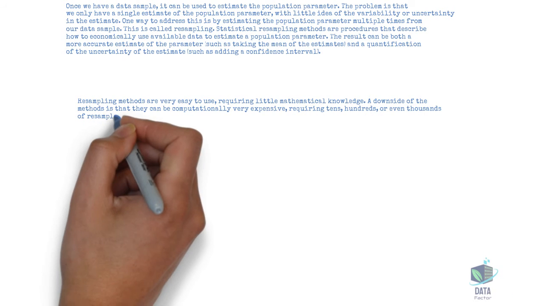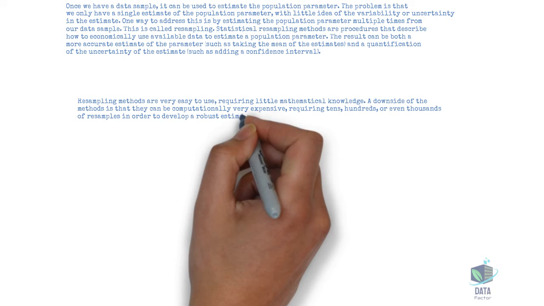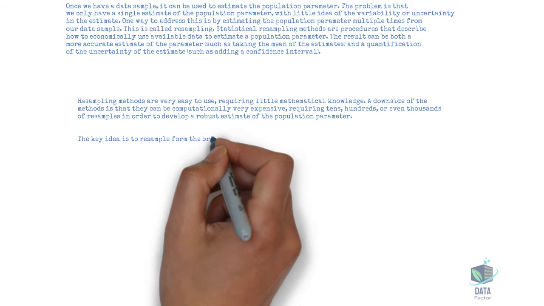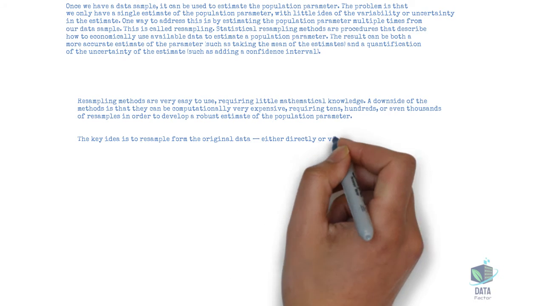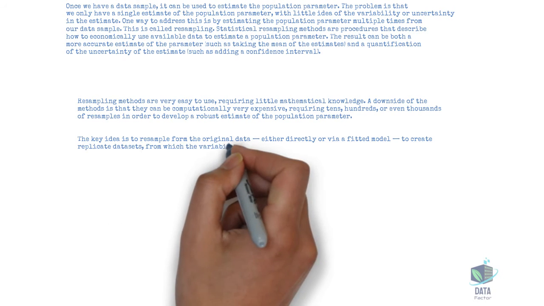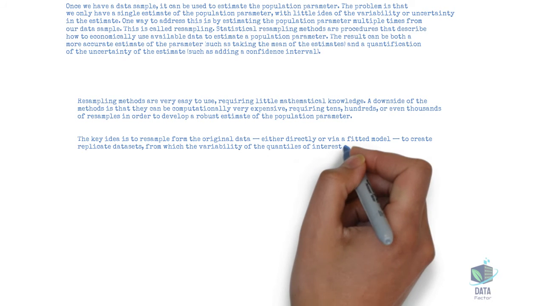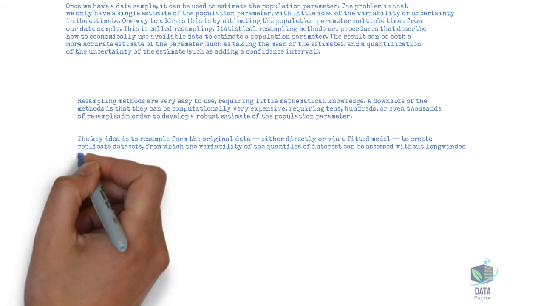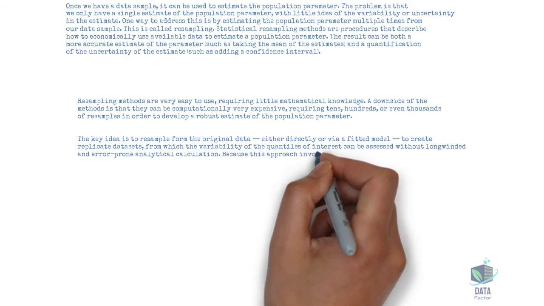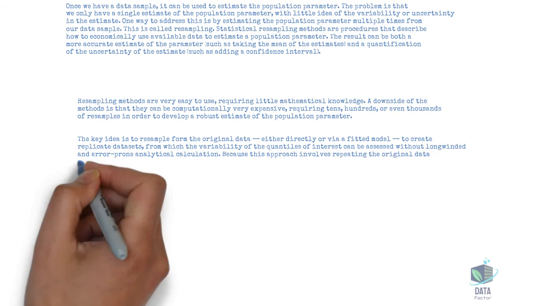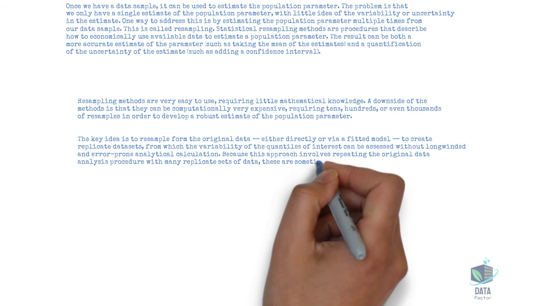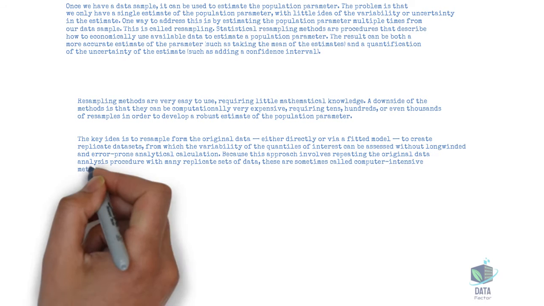The key idea is to resample from the original data, either directly or via a fitted model, to create replicate datasets, from which the variability of the quantiles of interest can be assessed without long-winded and error-prone analytical calculation. Because this approach involves repeating the original data analysis procedure with many replicate sets of data, these are sometimes called computer-intensive methods. Each new subsample from the original data sample is used to estimate the population parameter.